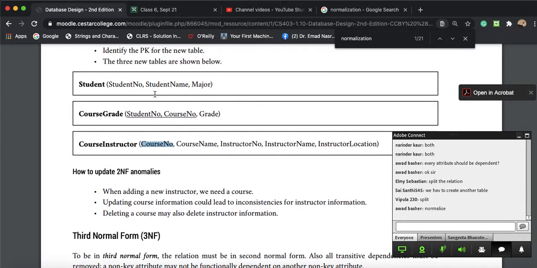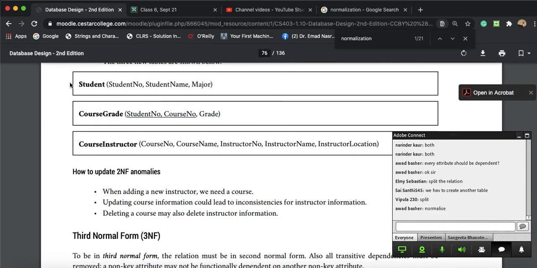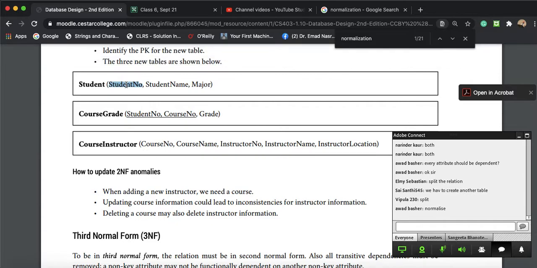So here we have 3 relations. Let's check whether the database is in the second normal form or not. Every table or relation must be in the second normal form. Student, is it in the second normal form? Yes. Why? Because the student number is a single primary key.